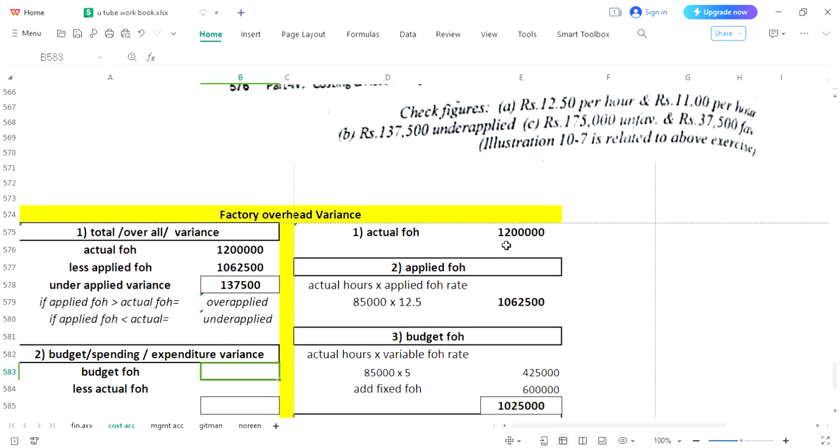Second variance is budget variance, which is a relationship between budget and actual FH. Here you can see we have calculated budget FH. Total budget FH was 10,25,000, put over here. Then you need to put actual FH, which has been calculated over here. Amount was 12 lakh, put here.